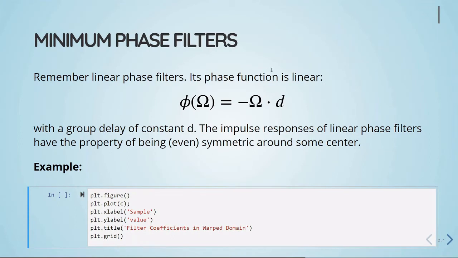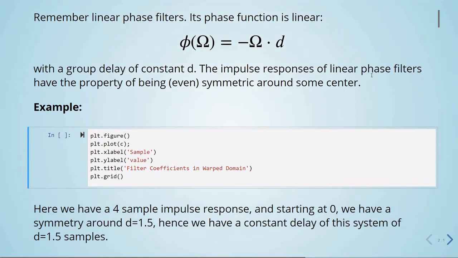We reach now the minimum phase filters. So remember linear phase filters, their phase function is linear. We have the phase function minus capital omega times d, with a group delay of constant d. So the impulse response of linear phase filters has the property of being symmetric around some center.